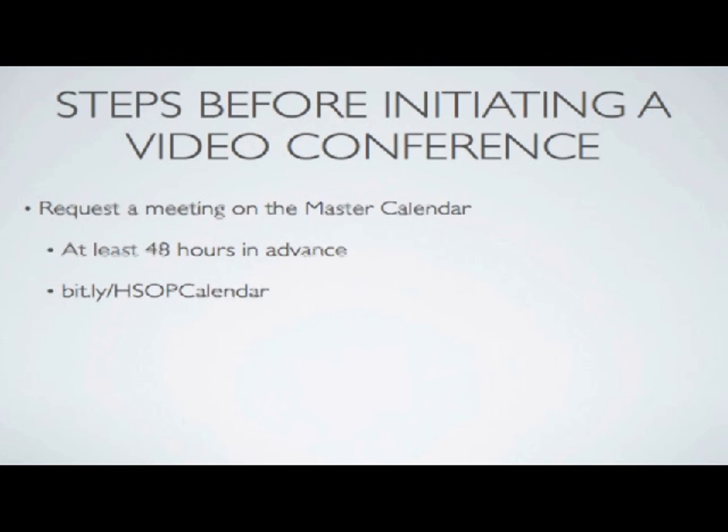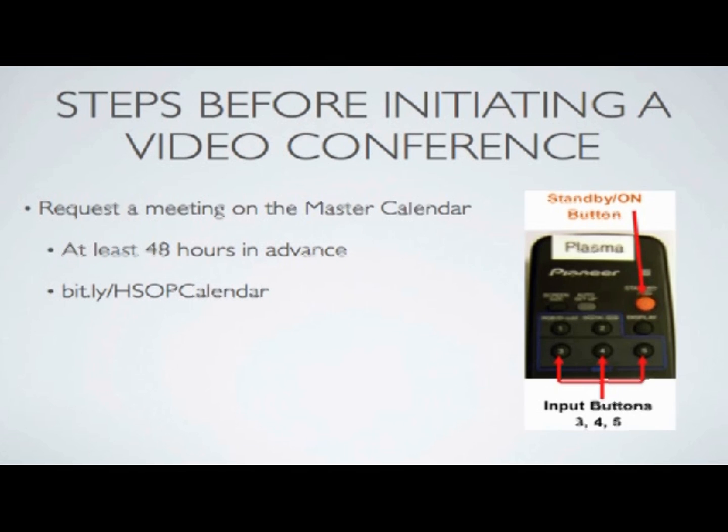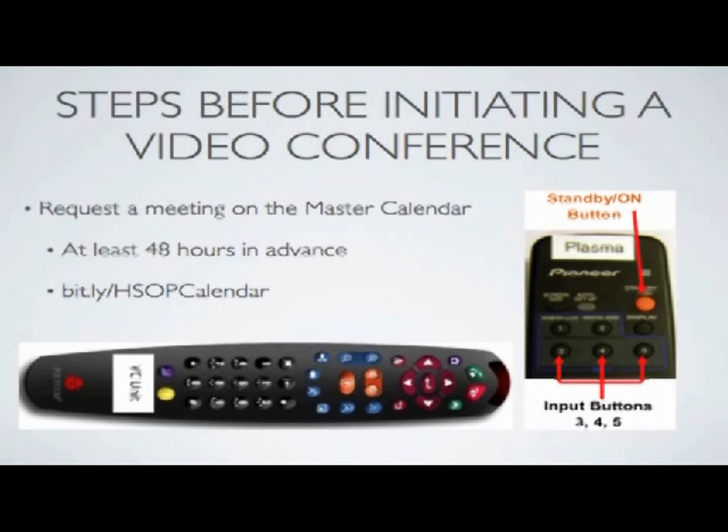Once you have your meeting time scheduled and you're preparing for the video conference, notice that there are 2 remotes in the team room. One labeled Plasma, which is used to control the Plasma TV, and one labeled VC unit, which is used to control the video conferencing unit attached to the TV. So go ahead and turn on the TV and select Input 3 with the Plasma remote. Next, just lift the VC remote off the table. This will wake up the VC unit and you will see the home screen displayed on the TV.